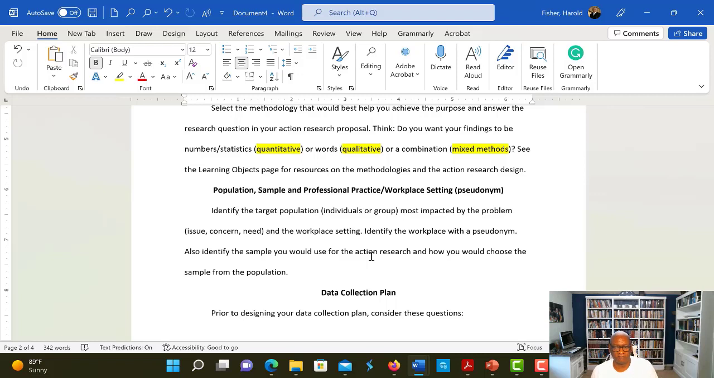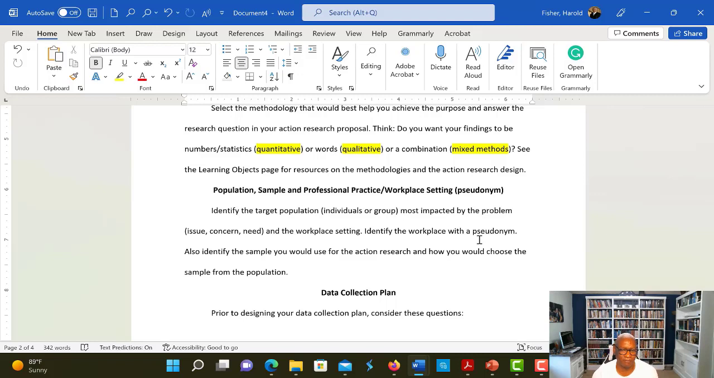And then you're going to tell me about the problem. What is that problem that they are impacted by? Explain that. And then tell me something about the workplace setting, okay? And you do not have to include the exact name of the workplace. You can just use a fictional name, okay?